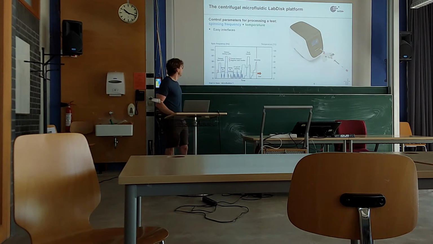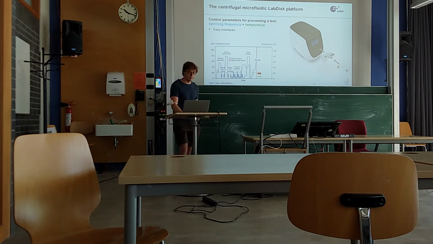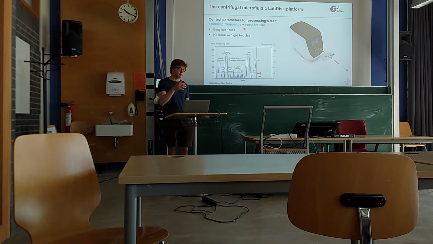So once again, if you look at the picture on the right-hand side, one big advantage is that it is very easy with the interfaces. If you think back to the last lecture, where you've seen pumps and then you had lots of tubes that connect your pumps with your chip, that's not really what you require when working with centrifugal microfluidics. A second advantage that I haven't mentioned in the previous slide is that you don't really have issues with gas bubbles. So why is that? Do you have an idea why this is not really of importance in centrifugal microfluidics?